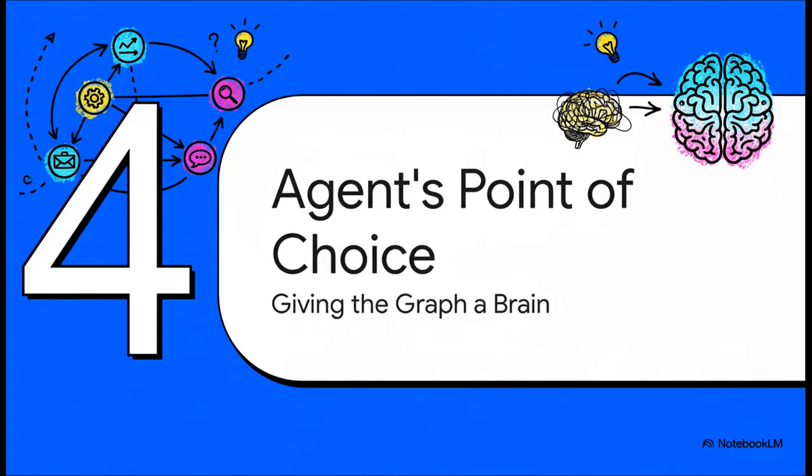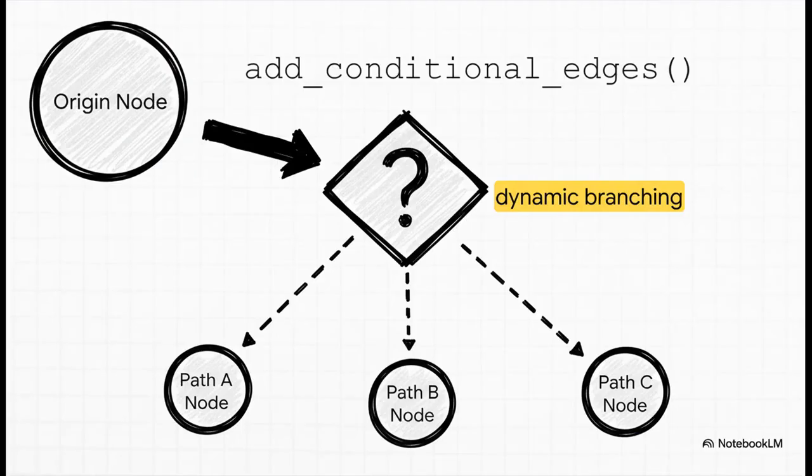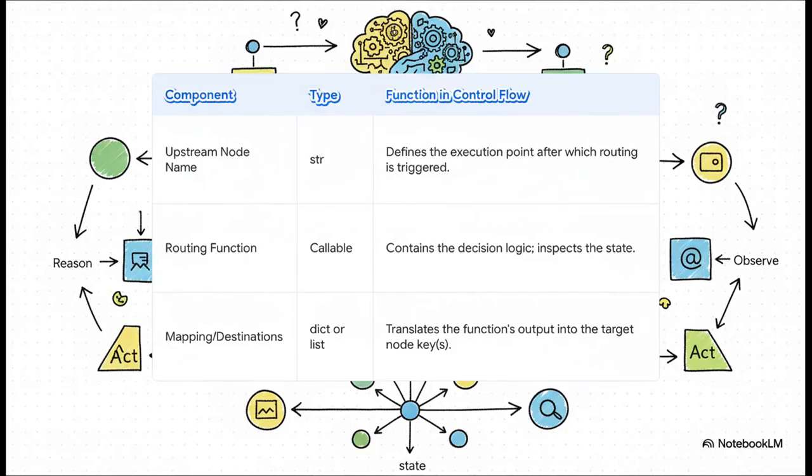Okay, a rigid skeleton is good. It gives us structure. But a pile of bones isn't very smart. A real agent has to make choices. So this is the part where we give our graph a brain. And here it is. This is really the star of the show. Add conditional edges. This one function is what transforms our simple flowchart into an intelligent agent. It gives the graph the power to look at its own memory, that whiteboard, the state, and make a decision about where to go next. So how does it work?